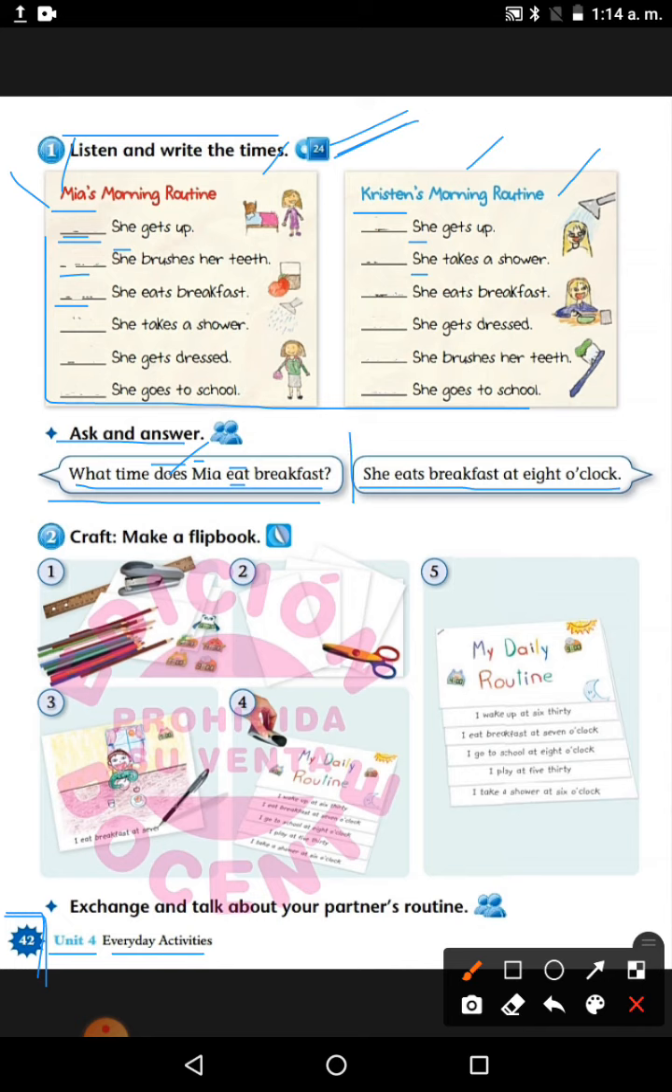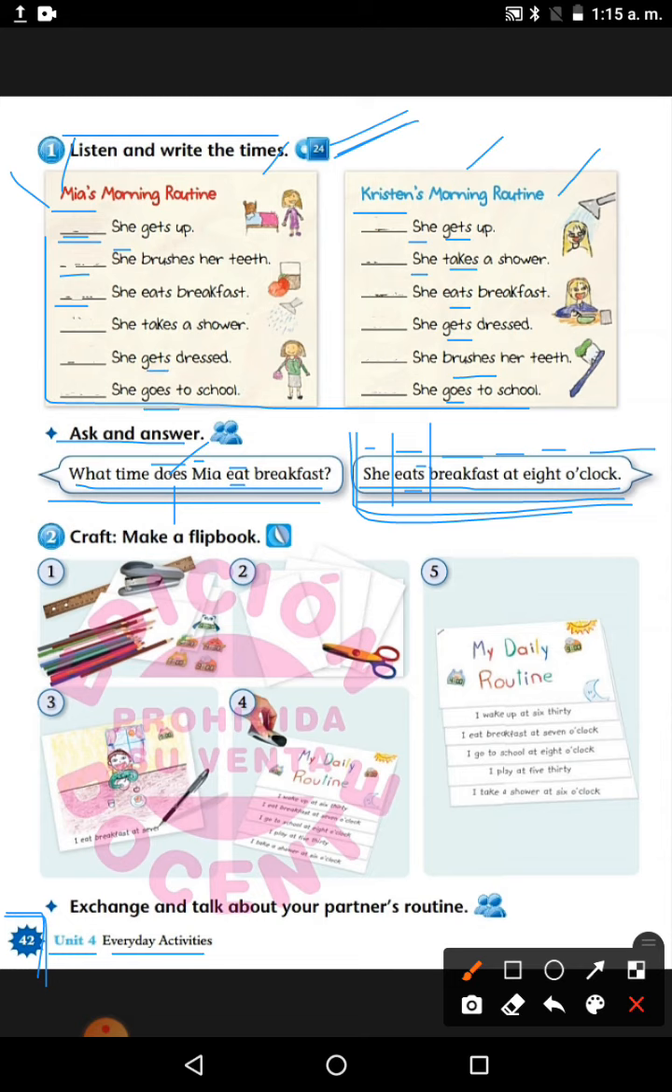But look at the answer now. Pay attention here. Here is the answer. She eats breakfast at 8 o'clock. Here we have to write a letter S at the end of the verb. Do you know why? Yes, because here we are not using the auxiliary does, okay? So for that reason, we have a letter S at the end of the verbs here, okay?